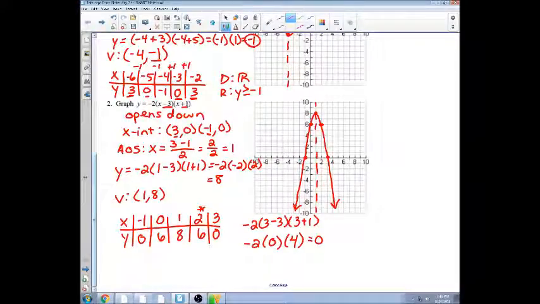Okay? And my domain is all real. My range is y. Remember, I'm going to use this number for my vertex, so that is 8. The graph opens down, so that means it's going to be less than or equal to 8.